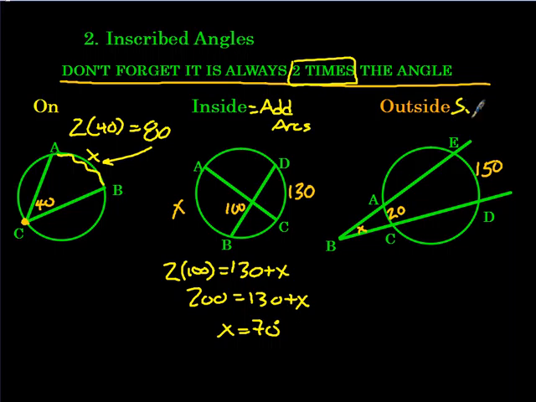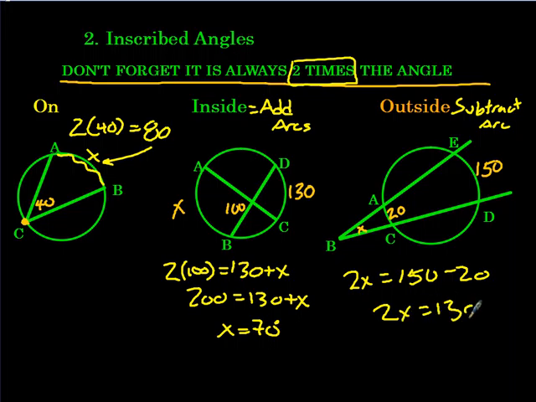When it's outside, what you want to remember is that you're subtracting the arcs. It's always 2 times the angle, so 2x is equal to 150 minus 20. You get 2x equals 130, divide both sides by 2, and you get x is equal to 65. So those are your inscribed angle formulas to remember.